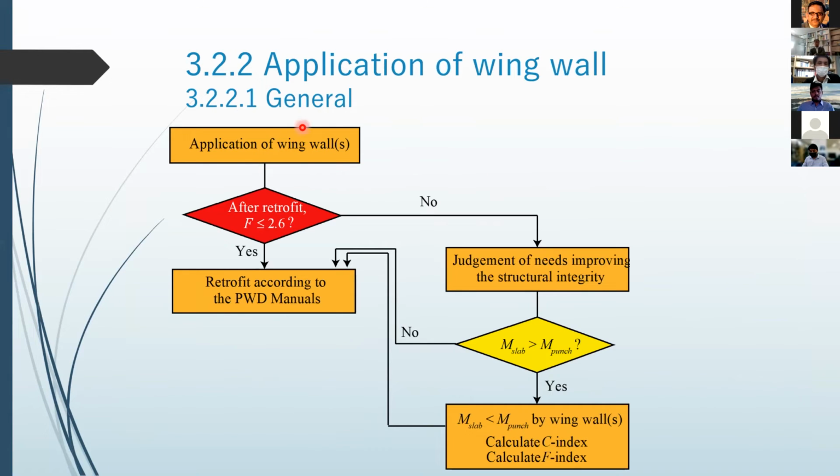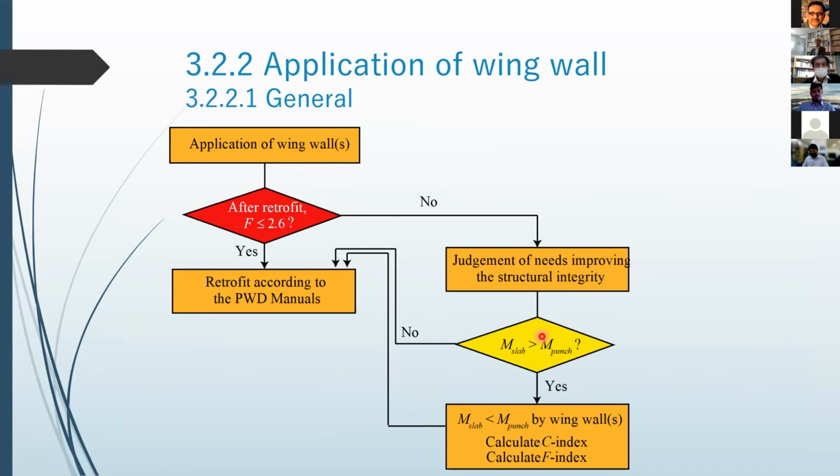If we apply wing wall, we need to check the F index after retrofit. If F is larger than 2.6, the upper limit of F, we have to check the possibility of punching shear failure by comparing M slab and M punch. M slab is the capacity of slab flexural yielding, and M punch is the capacity of punching shear failure.